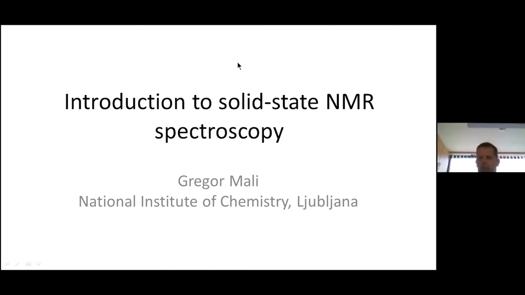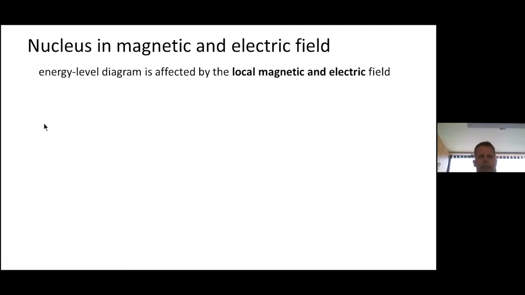Okay, let's start then. In my view, NMR spectroscopy is a method that uses atomic nuclei as small probes which detect local environment or local fields. And with local fields, I mean both magnetic and electric fields. Through this information, it tells us something about the local structure or local dynamics.